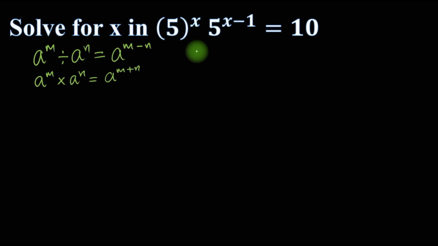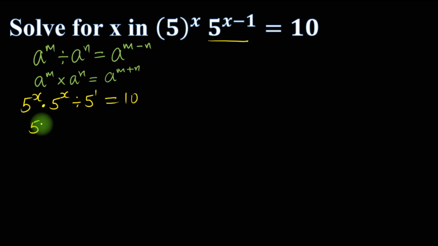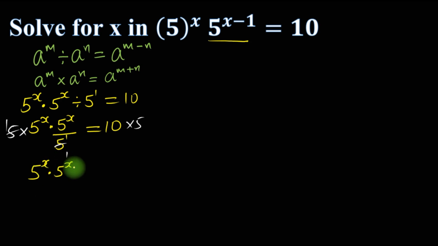From here, we can rewrite our equation as 5 raised to x times 5 raised to x. Now we apply the first law of indices, and we have 5 raised to x divided by 5 raised to 1 will be equal to 10. This can also be written as 5 raised to x times 5 raised to x over 5 raised to 1 will be equal to 10. From there, we multiply by 5 on both sides, so that the 5 will cancel. Then we shall end up having 5 raised to x times 5 raised to x is equal to 50.